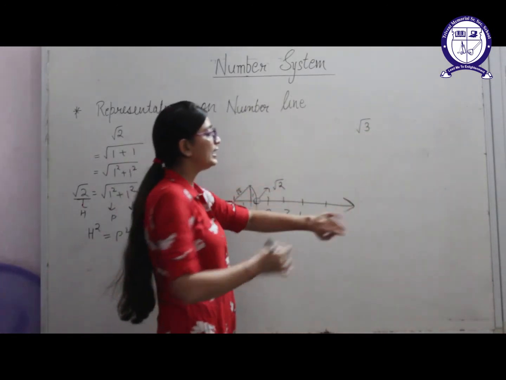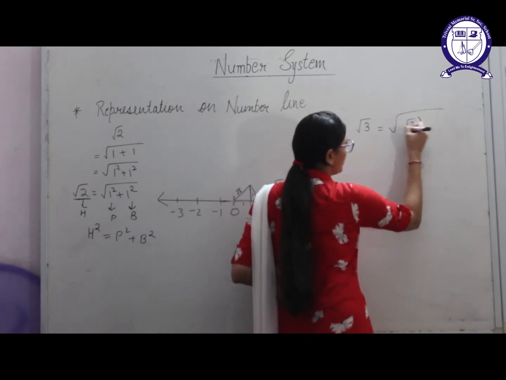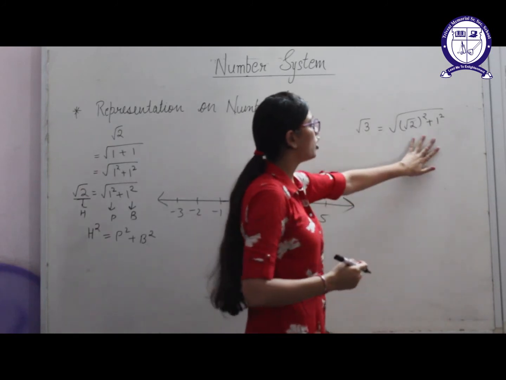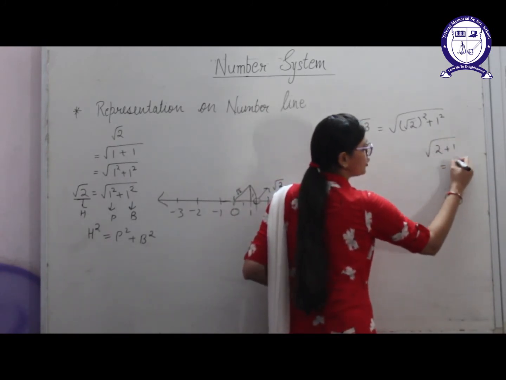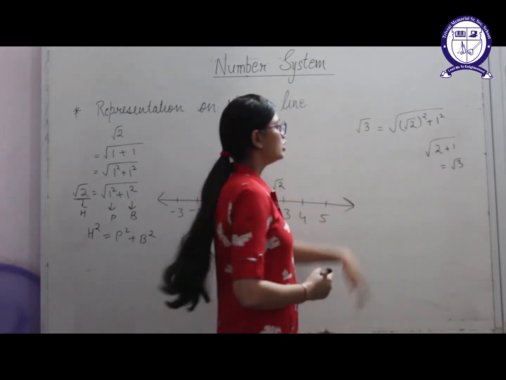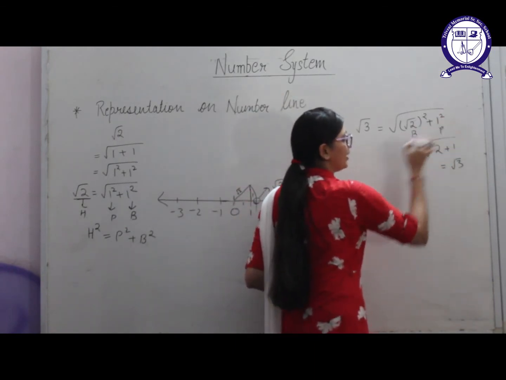In the same diagram, we can also draw root 3. Okay, root 3 can be written as under root of root 2 squared plus 1 squared. Try to solve it. It will be under root 2 plus 1 and we will get root 3 again. So root 3 can be written as this. So we will take root 2 as the base and 1 as the perpendicular.